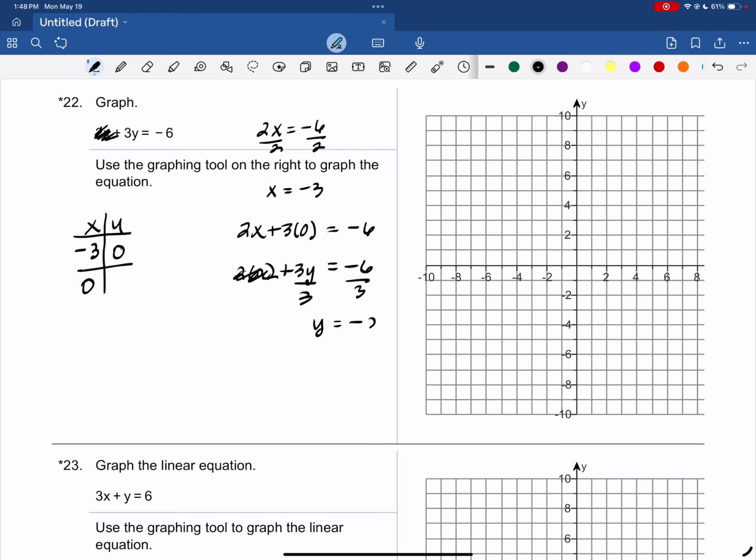Y is negative 2. Now, I could get other points as well as long as they work in the equation, but the intercepts are the easiest when it's in standard form. So negative 3, 0, that's on the x-axis, and 0, negative 2 on the y-axis. Now I have a line, and I can sketch that line right through those 2 points. And if I'm drawing on paper, I'll put arrows on both ends.